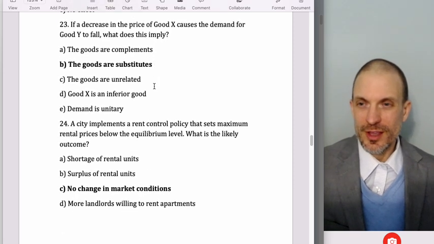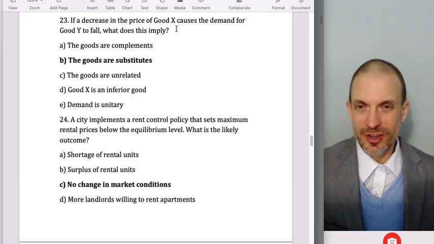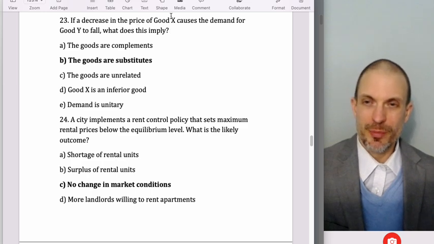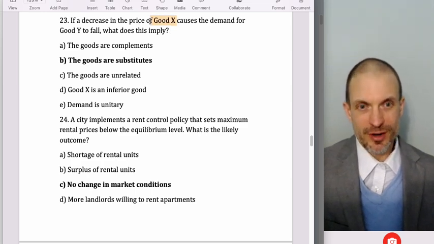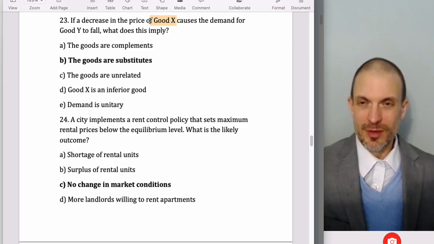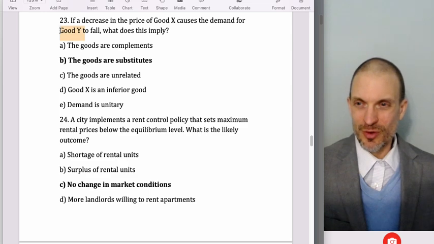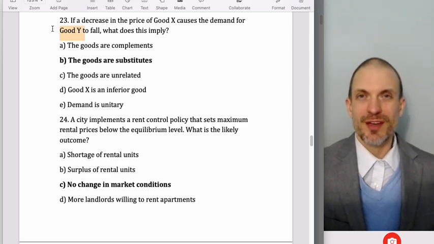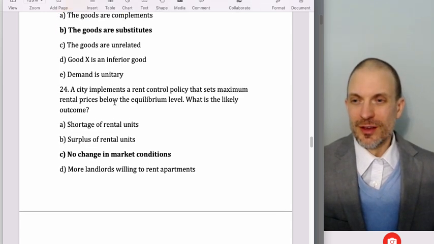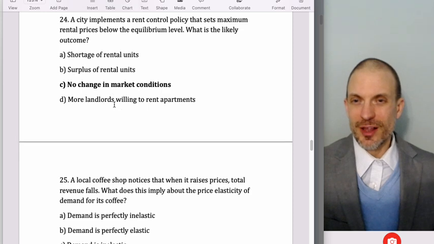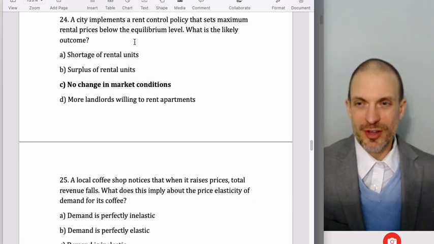Okay, so if we get a decrease in the price of good X and it causes demand for good Y to fall, what does this imply? So we get a decrease in the price of good X. In the market for good X, we're going to get an increase in quantity demanded. But as a result, fewer people are buying. We get a demand decrease in good Y. That's substitutes behavior, right?